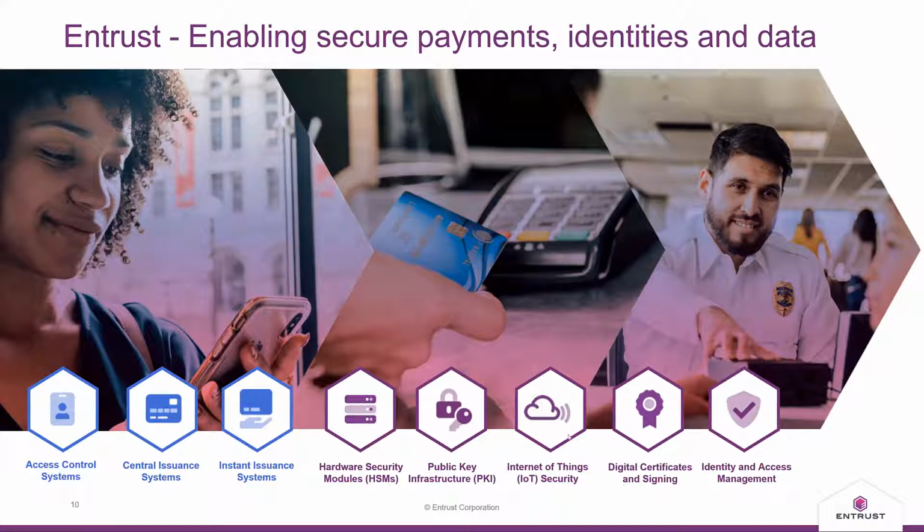On the right side, you can see there's a whole suite of a digital security portfolio. There are data at rest products like HSM. You have public key infrastructure, IoT, digital certificate and signing. That is to protect data that is in motion. When there's a transaction, there's a server-to-server interaction and authentication required.